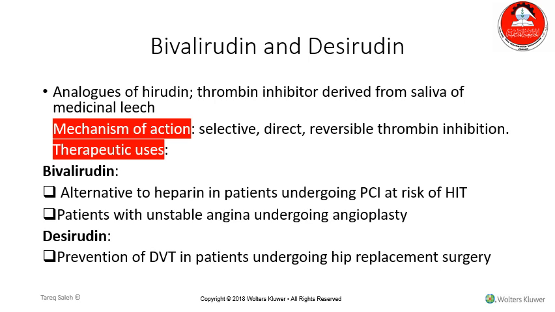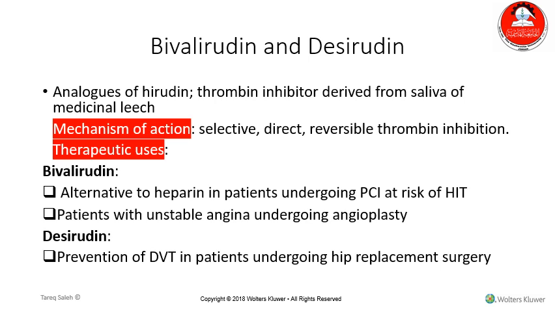And bivalirudin can be used as an alternative to heparin in patients undergoing percutaneous coronary intervention, who are at risk of developing heparin-induced thrombocytopenia, as well as in cases of unstable angina that is also undergoing PCI or angioplasty.